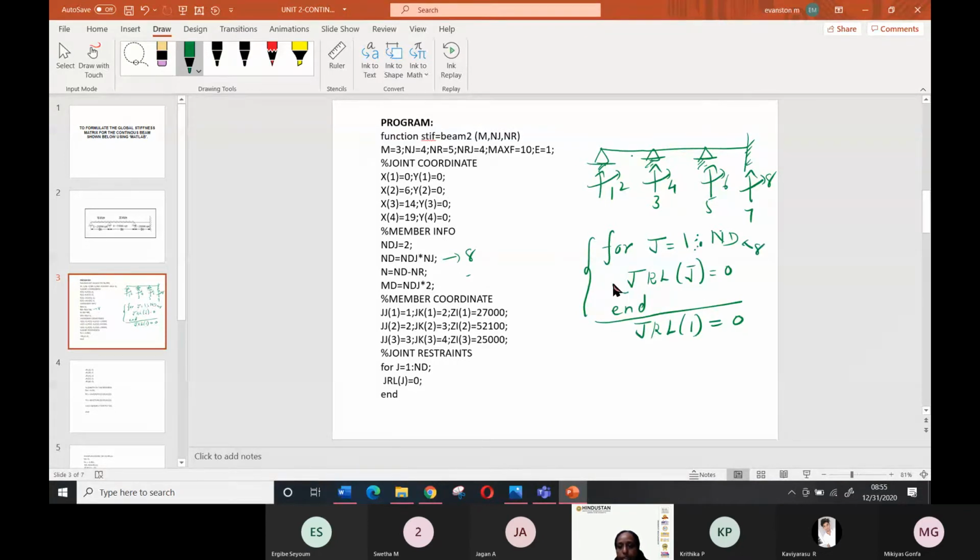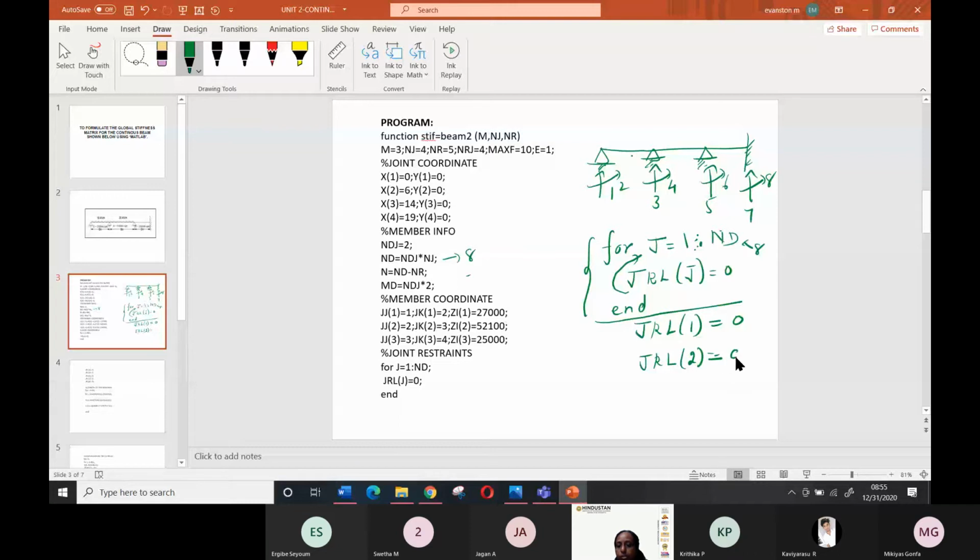That it will go. It is not completed. So it will go, JRL of 2 is equal. Now it will become incremented by 1. So 1 is to end means now it will be incremented by 1. That is 2. It will become 2.